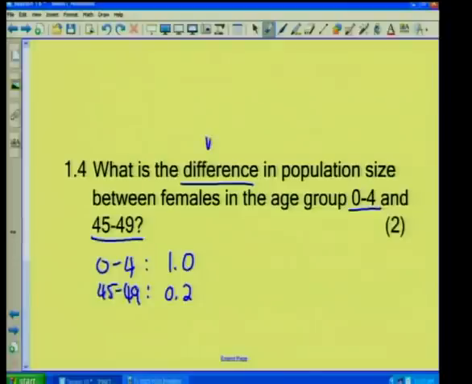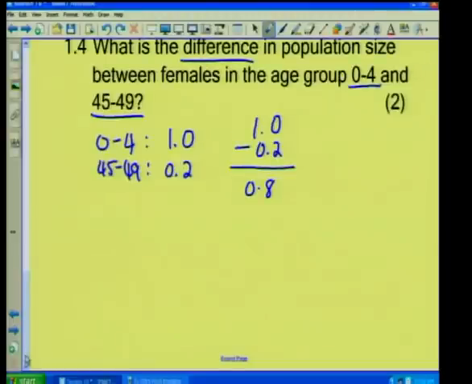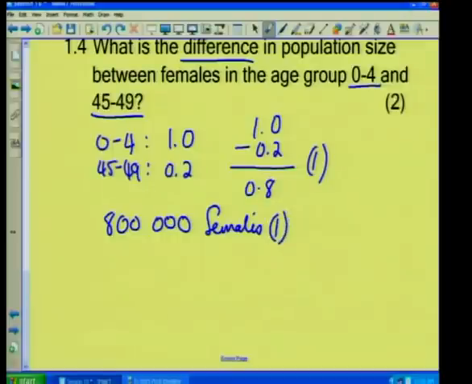size. Difference always means minus. So how are we going to do this? We're going to say 1.0 minus 0.2 is going to give me 0.8. Okay, now remember, it's in millions, so the answer here is going to be 800,000 females. And what they'll do here is they'll give you a mark for that, and they give you a mark for this. And there is your two.